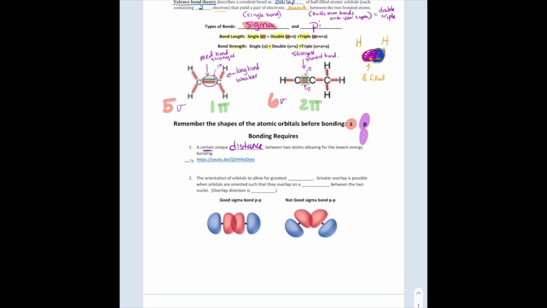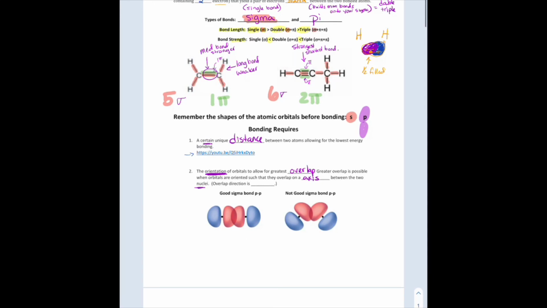Then the other thing that matters is not just the distance, so you also need the orientation to be right. And what that just means is that they have to be bouncing into each other just so. You want it to allow for the greatest overlap. Greater overlap is possible when orbitals are oriented so that they overlap on an axis. I'll show you in this picture right below, between the two nuclei.